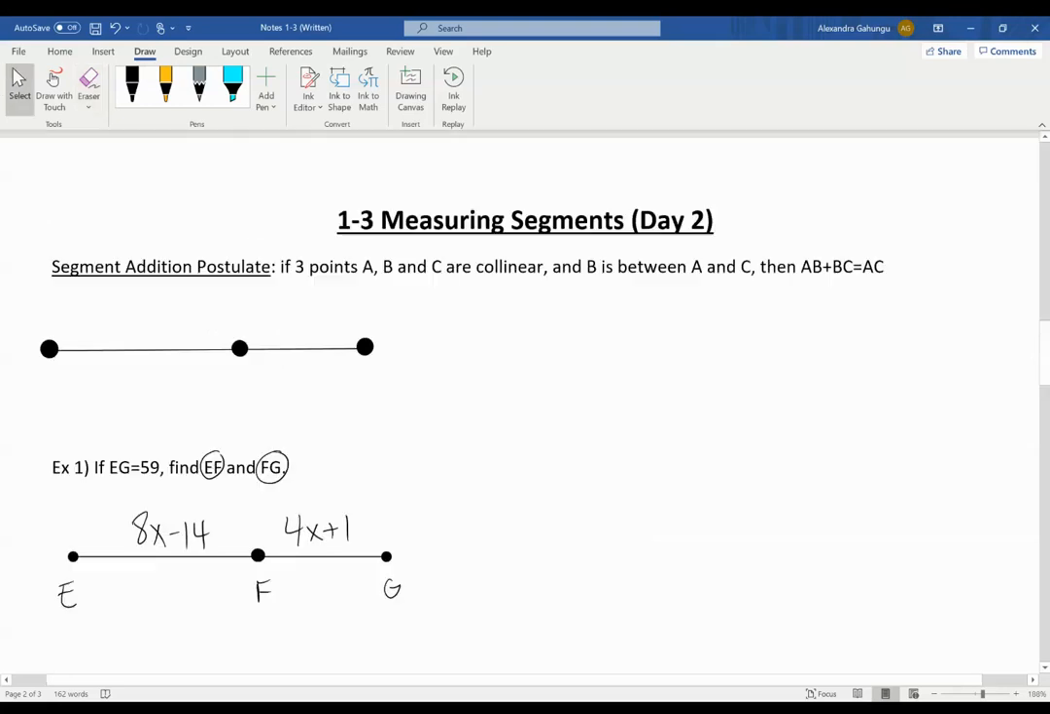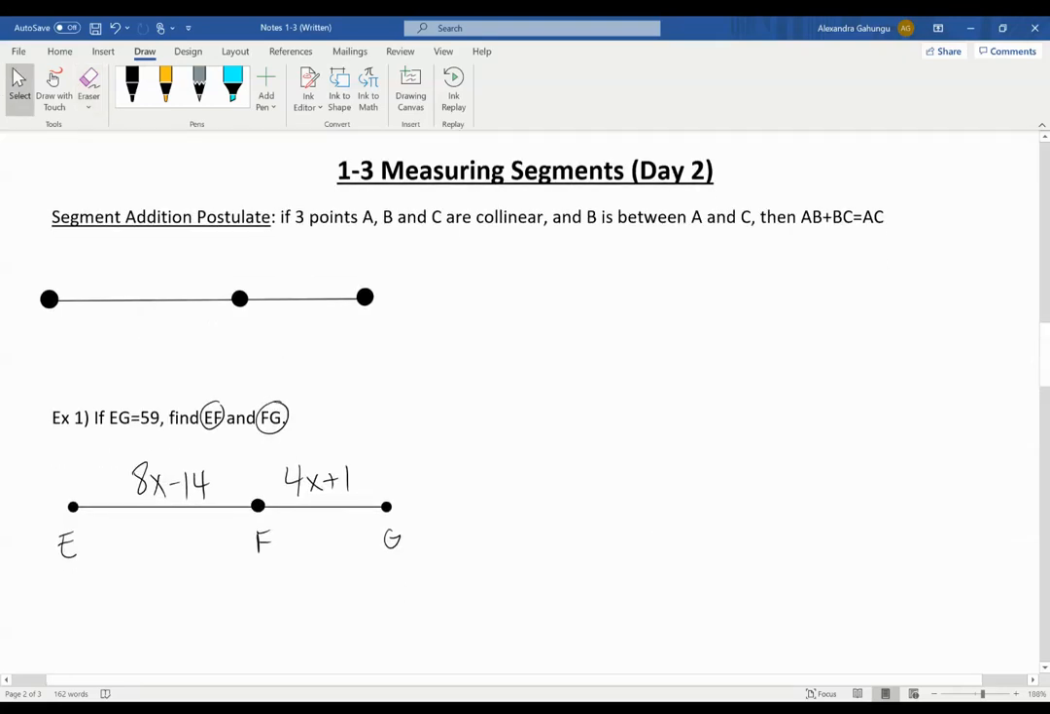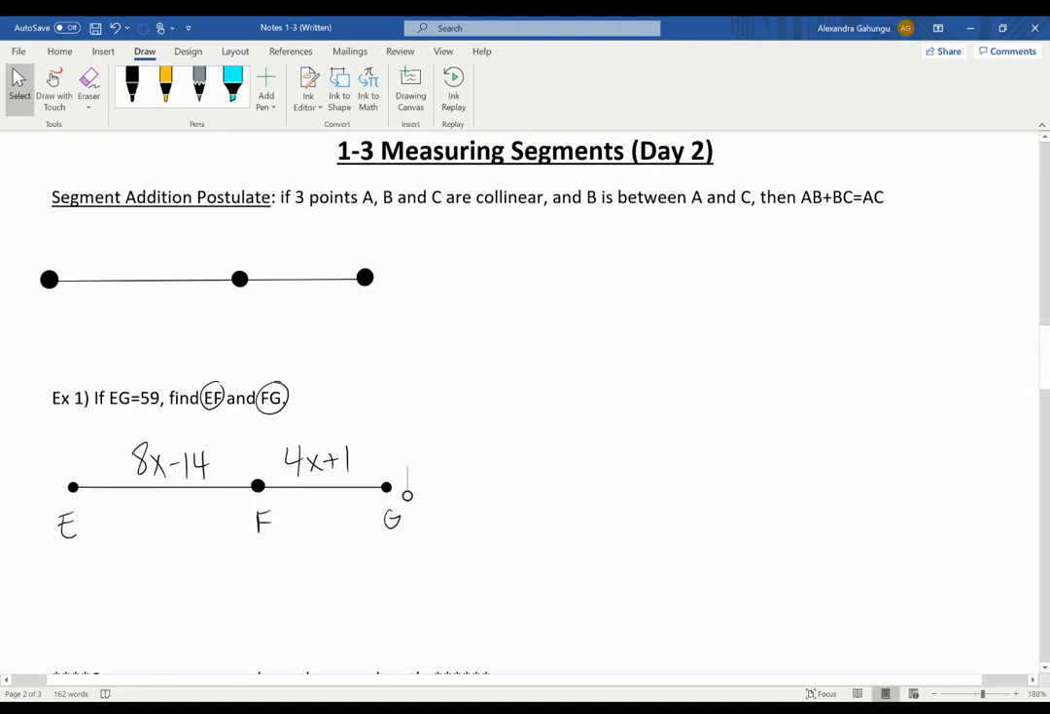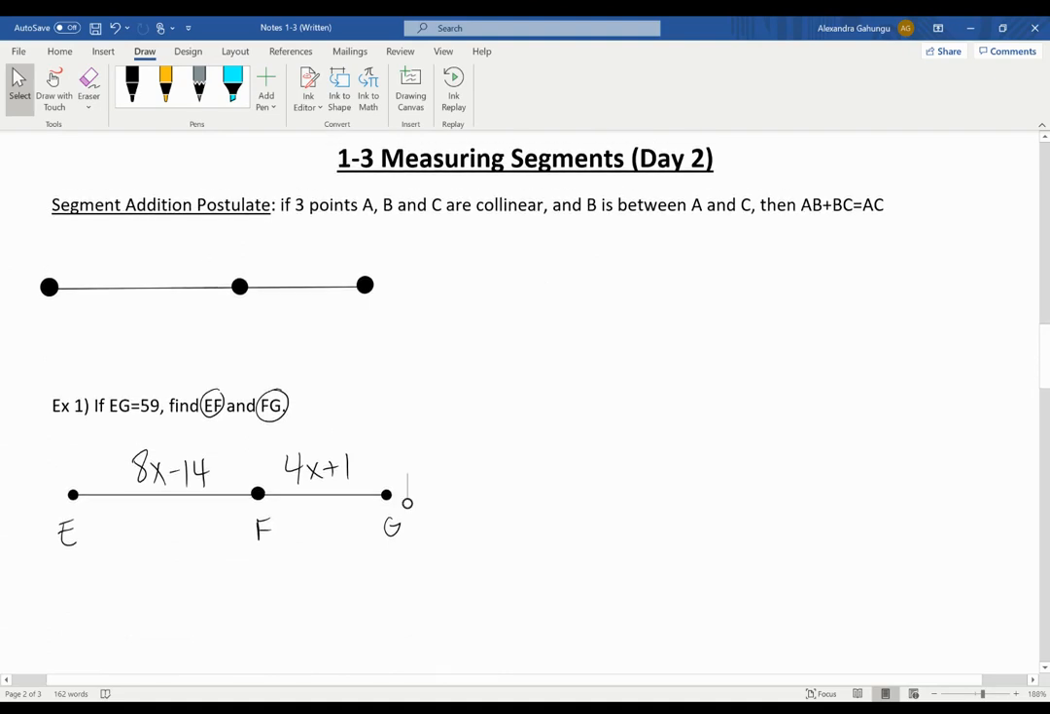Okay, so we are starting with part 2 of section 1-3, talking about segments and adding them together. So we're talking about the segment addition postulate, which states that if we have 3 points, A, B, and C, and they're on the same line, so I have a line drawn and I'm going to place A, B, and C, and B is in between A and C, so I have A and C, and then point B is somewhere in between, doesn't matter where for the moment, I just had one ready.